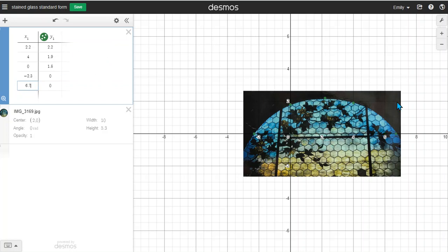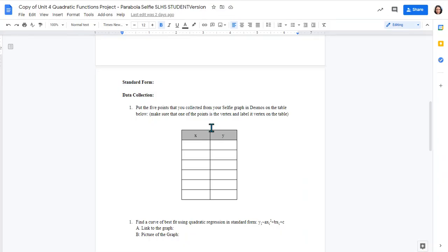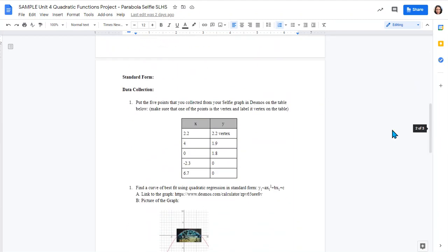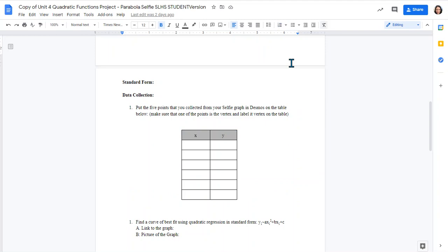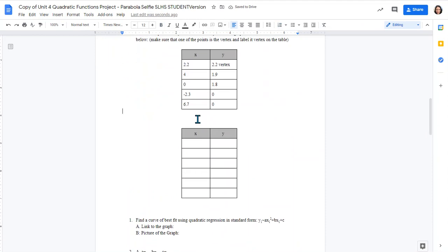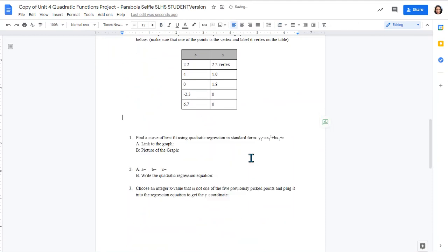So here are some points on my parabola, and I need to copy those points into here. Now I already have them in my sample, so I'm just going to copy them over. But you would just type your points in there.